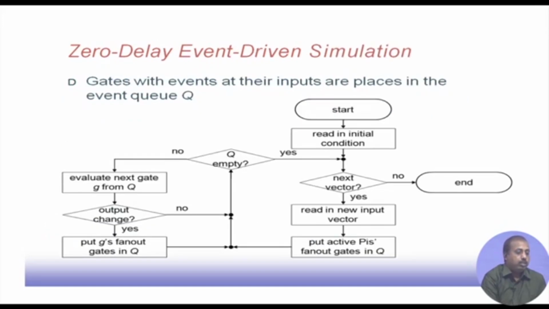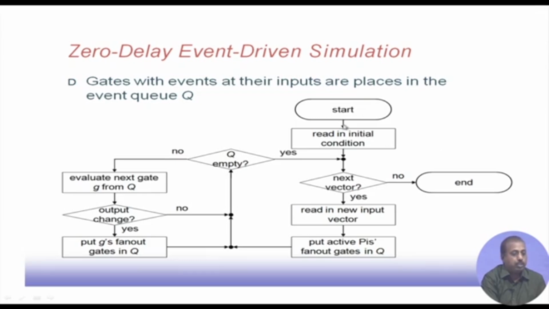Now, there is the question of delay. It may so happen that these gates have delays, and these delays are to be taken care of. If there is a 0 delay, we assume that whenever some event occurs at the input of a gate, immediately the output will be computed. In this case it is simple because we do not have to wait for anything.